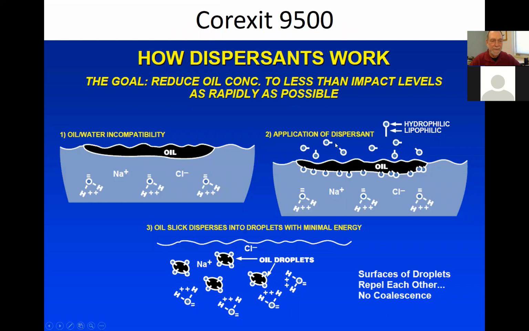One of the big things that happened was they started to get rid of the oil on the surface. They started using something called dispersant, and in particular, a kind of dispersant called Corexit 9500. How does a dispersant work?